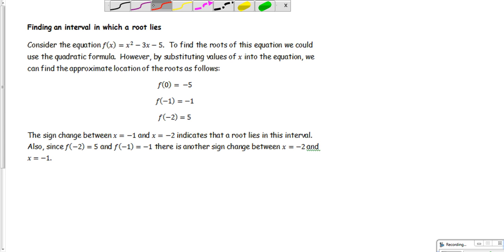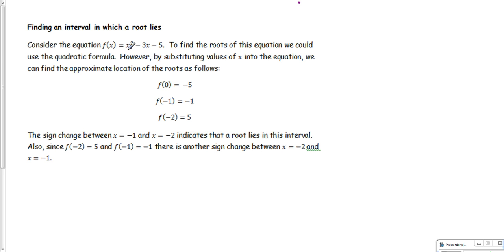FP1 numerical methods. This is, again, just part of the introduction to this chapter. We're going to look at how to solve a quadratic equation using numerical methods. And we'll look at the three different methods that I mentioned earlier later on in the booklet. But I just want to talk about what we're actually looking for when we're solving an equation.